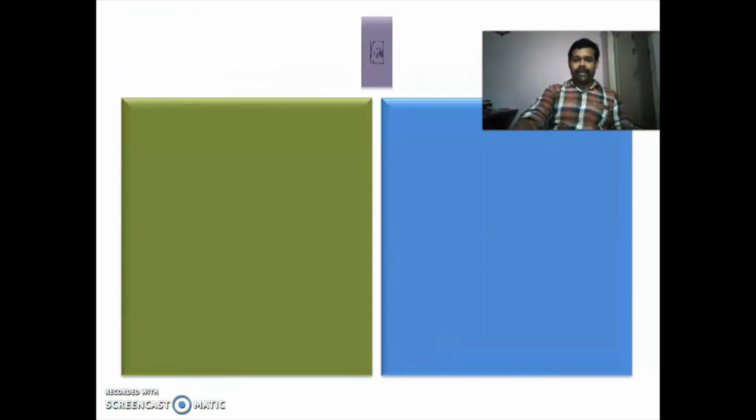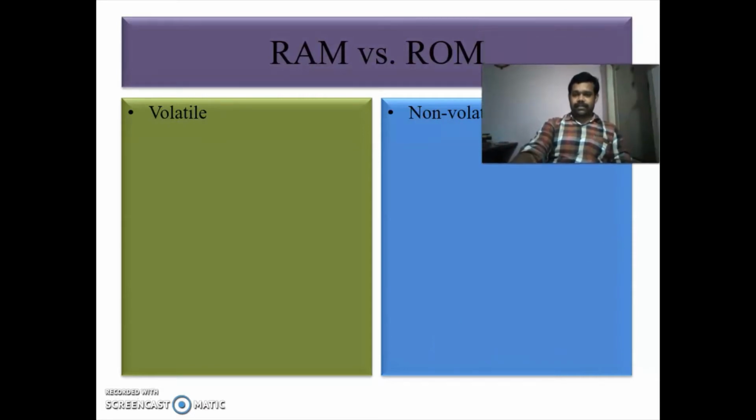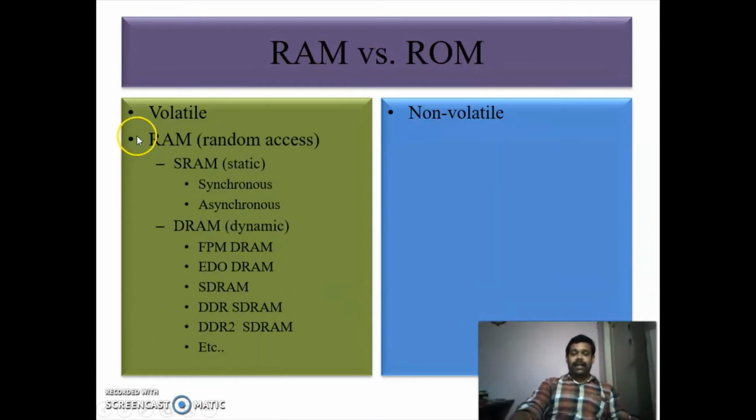Now the main differences between RAM and ROM. RAM is volatile and ROM is non-volatile. RAM is random access memory, and one type of RAM is static RAM. In static RAM, there are two types: synchronous RAM and asynchronous RAM. In dynamic RAM, there are many types: FPM RAM, EDO RAM, SDRAM, DDR SDRAM, DDR2 SDRAM, etc. These are the types of dynamic RAM.